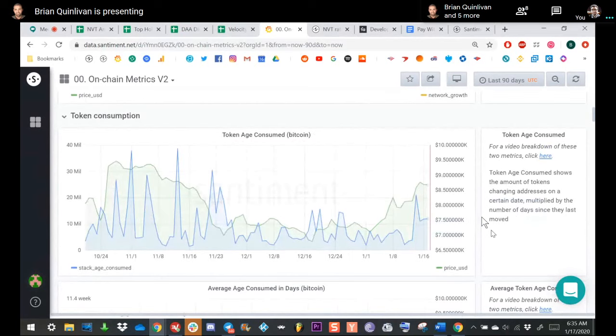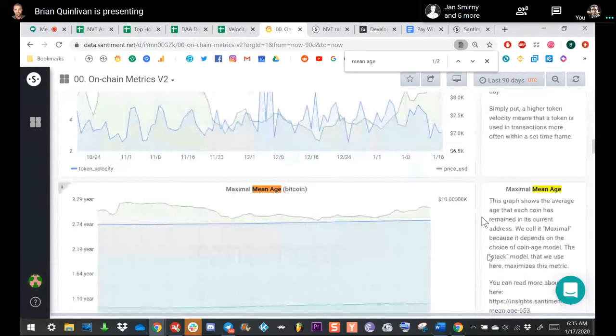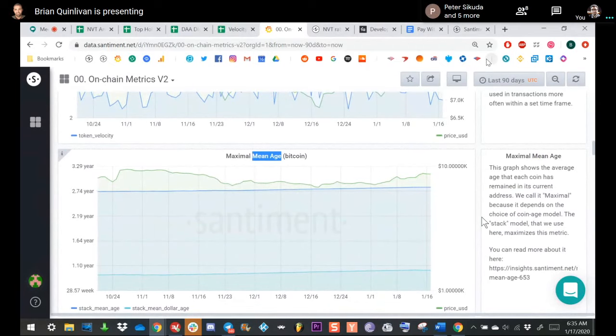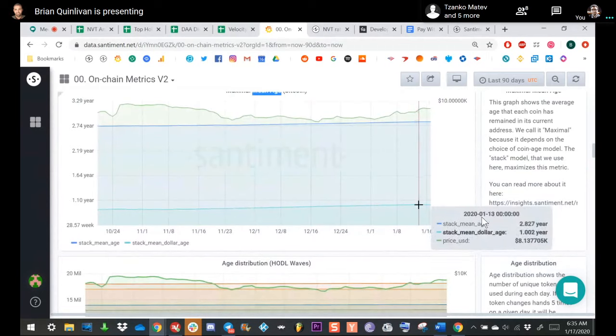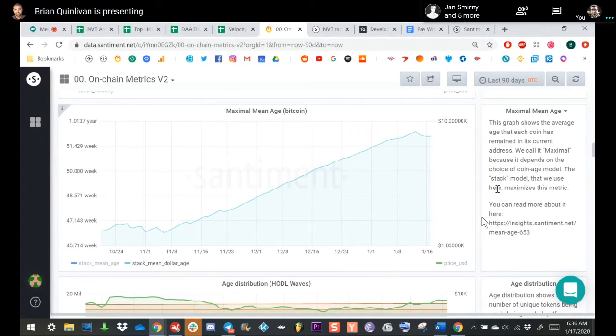If you take a look at the mean age, it gives you a different view of the token age consumed. Especially the mean dollar age, it's better if you click just this one. Maybe just click on the mean dollar age so that you hide the stack mean age. There we go. So there was a decrease in the mean dollar age. You see, the first time it has happened since November. Can you correlate it with the price, Brian? Yeah, plot the price as well.